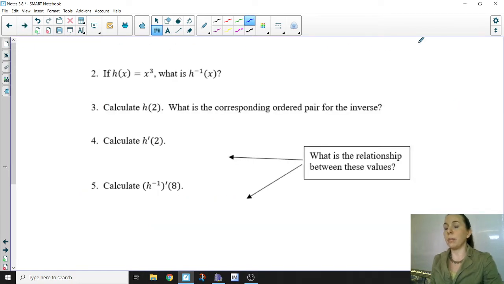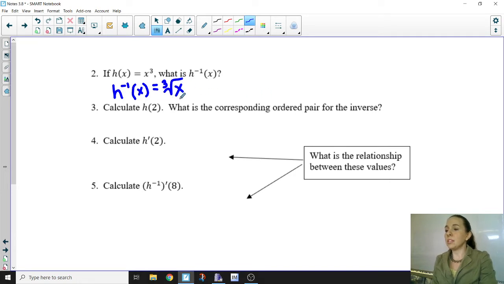Now I want to talk about their derivative values, and this is something that's kind of a little fun. Let's look at number 2. If h of x equals x cubed, then what is h inverse? The inverse of cubing is cube rooting. So we can say that h inverse of x, by the way, this little -1 superscript is a way that we can denote an inverse. It is not, in this case, a power. It's not a -1 power. It is just a notation to show that this is the inverse of h of x. And we will say that the inverse of h of x is the cube root of x.